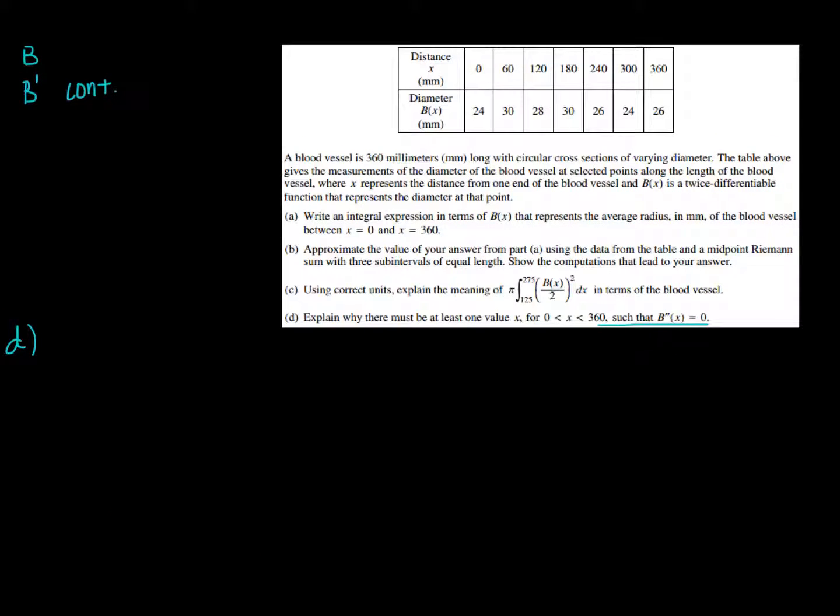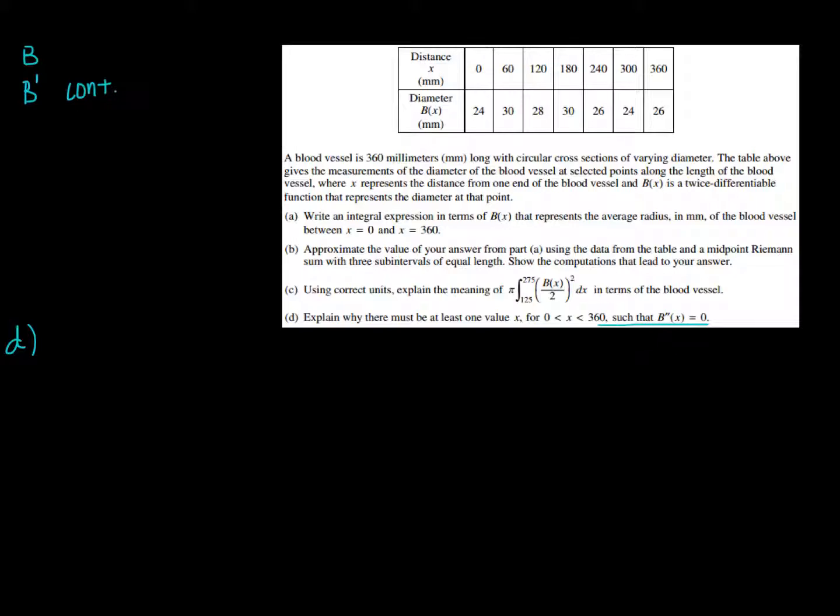Right, part D says, explain why there must be at least one value x such that b double prime is equal to 0. So not too hard to figure out what I'm trying to find. The tricky part is coming up with a plan to show that this has to be the case at least once. All right, think about this.